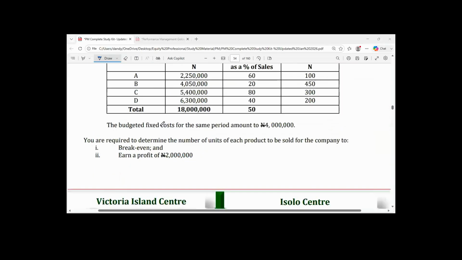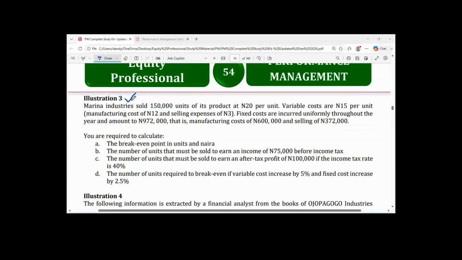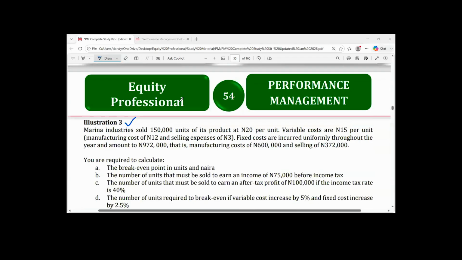Yes, let me start with illustration number 3. Let me see, those of you that are making noise in my class. Yes, Yadasisi, read for us. Read illustration number 3, page 54. Yadasisi.